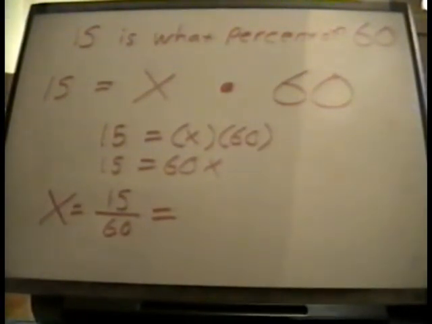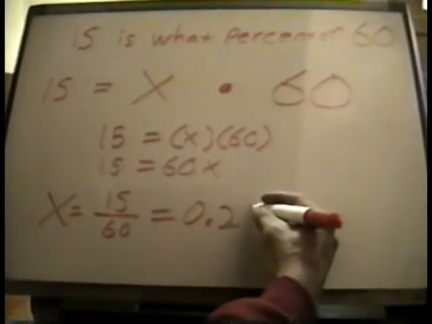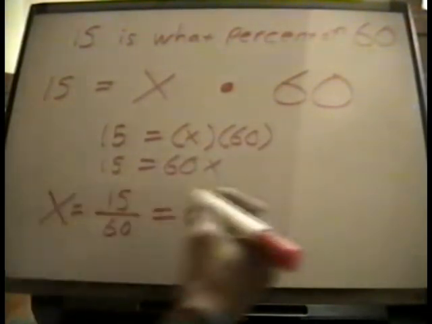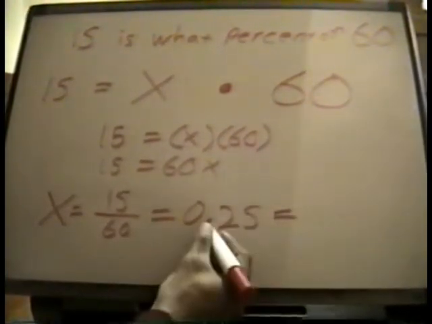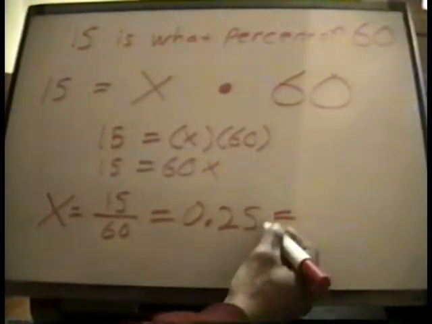15 divided by 60 is 0.25. This is not our final answer. That is a decimal, that's not a percent. We must convert 0.25 into a percent by moving the decimal point 2 times to the right and attaching a percent sign.